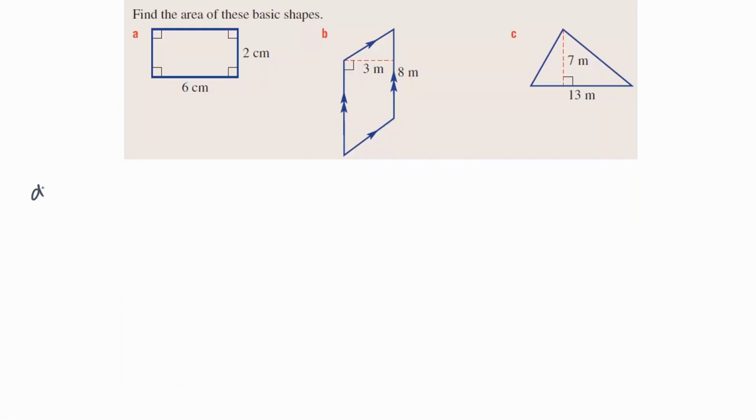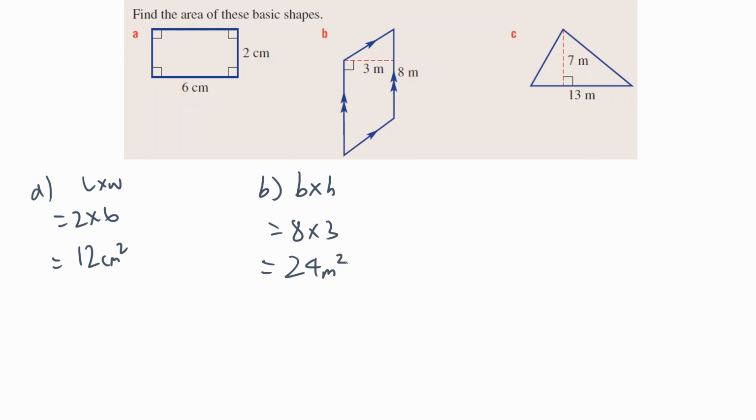The first one is a rectangle, and the formula for a rectangle was length times width. That would mean it will be 2 times 6, and our answer will therefore be 12 centimeters squared. Don't forget the units there. Let's go to question B. For a parallelogram, it was base times height, and that will be 8 times 3, and that will give you a value of 24 meters squared.